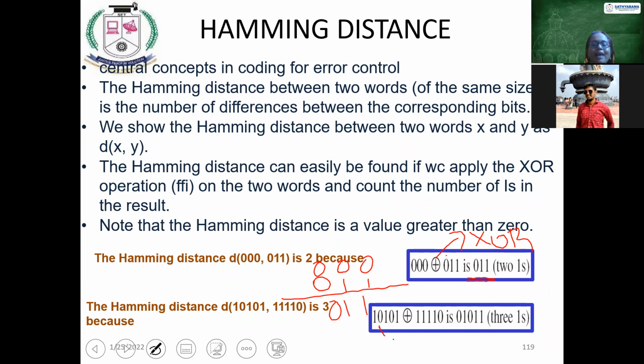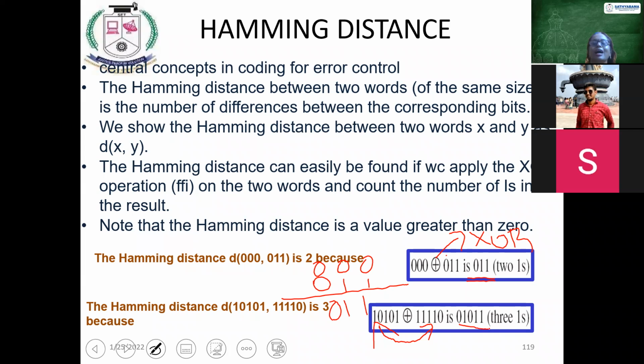Now again I am performing the XOR with another word. I am getting my resultant value here. How many ones are there? 3. So my Hamming distance is 3. Here my Hamming distance is 2, and here my Hamming distance is 3.